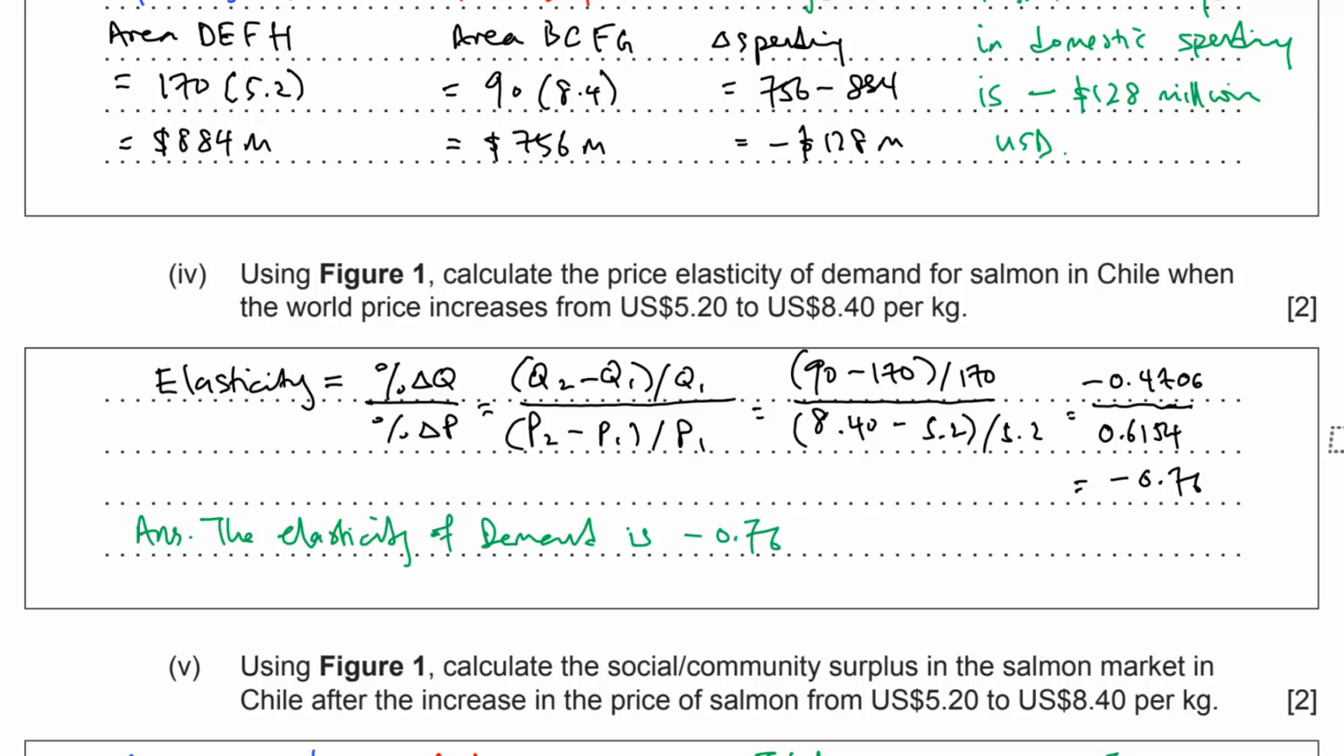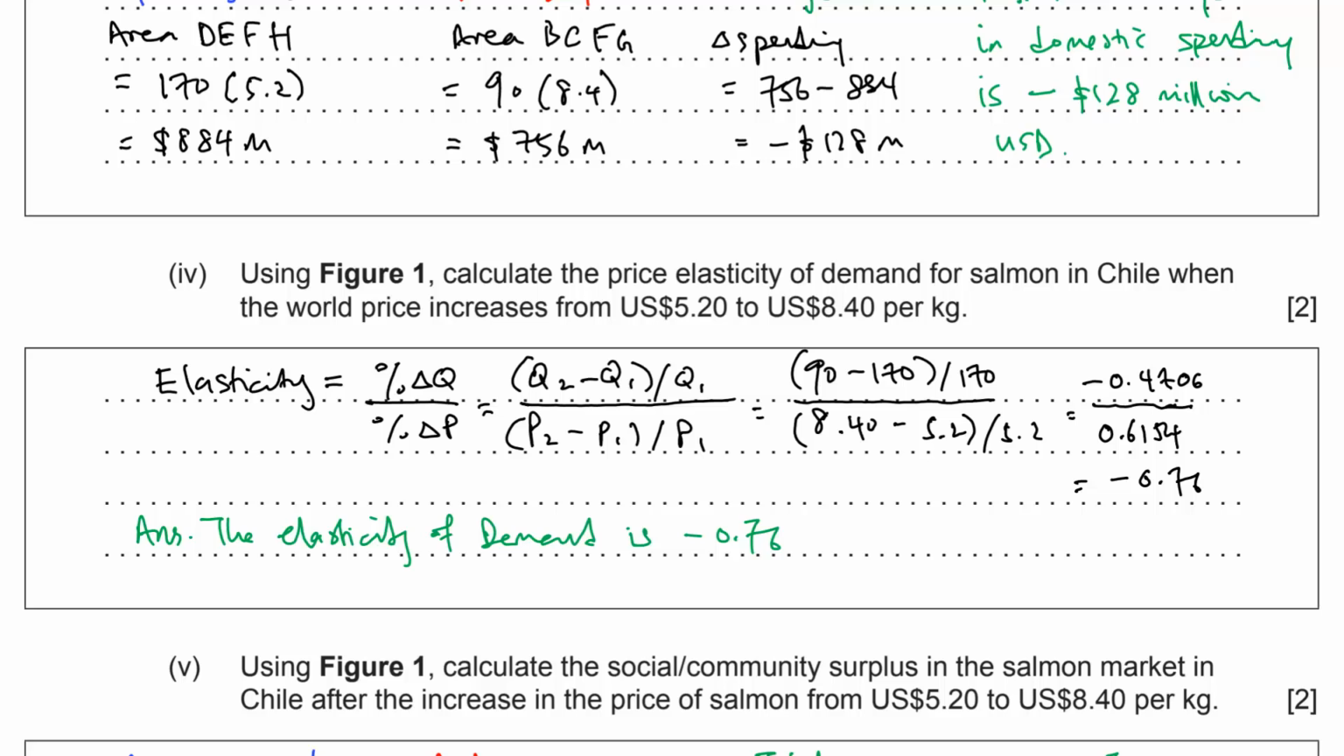Sorry, let's zoom a little bit. Using figure 1, calculate the price elasticity of demand for salmon in Chile when the world price increases from $5.20 to $8.40. So here we're going to do an elasticity. Personally, I think the elasticity formula that they've used is not quite correct, because they've used straight percentage change, whereas I prefer the midpoint formula, which is a more accurate version. But I think the way it's taught is that you just use the straight percentage change method, so I'm going to go with the version that's commonly taught.